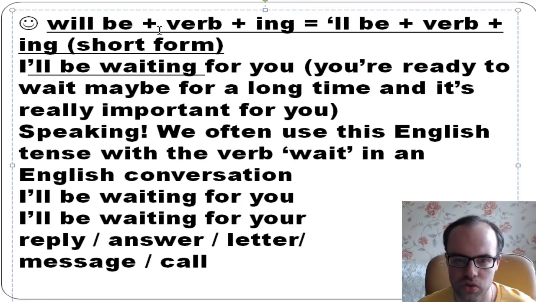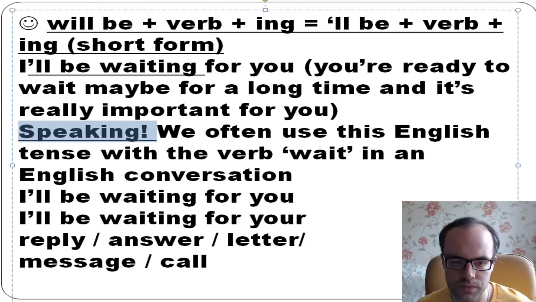We use it so often, really. So you see that we form it this way: will be plus verb plus ing, or we can use a short form. So I'll be waiting for you. It means that you're ready to wait maybe for a long time, and it's really important for you. What about speaking? We often use this English tense with the verb wait in an English conversation. I'll be waiting for you, or I'll be waiting for your reply, your answer, letter, message, call.